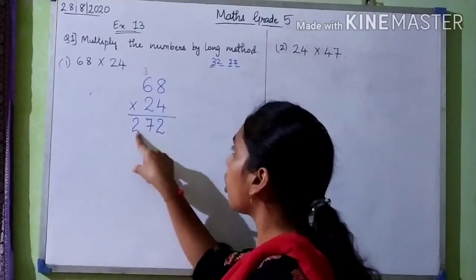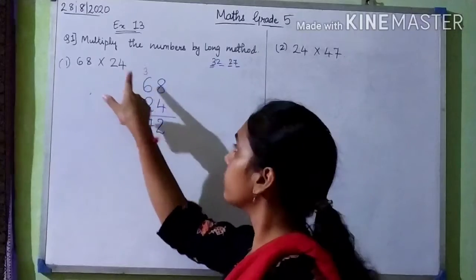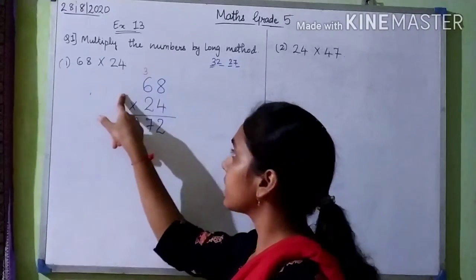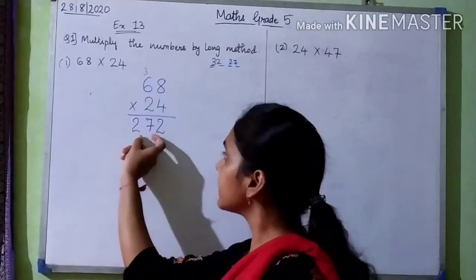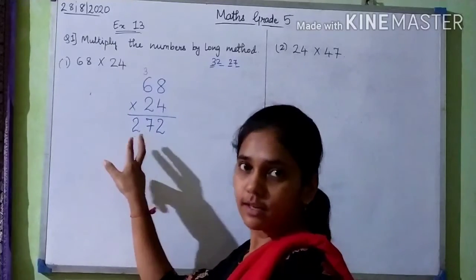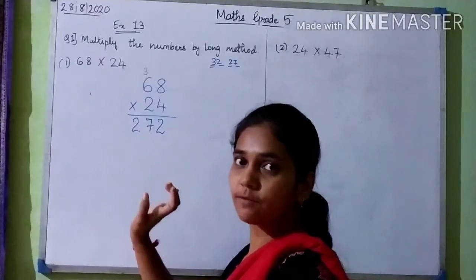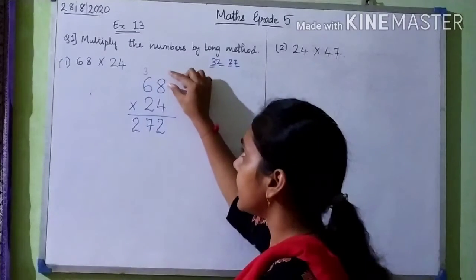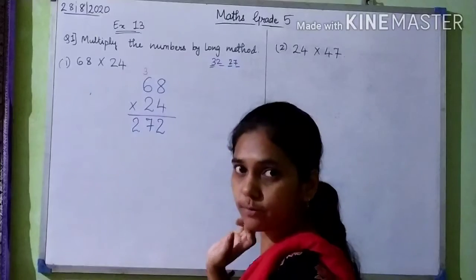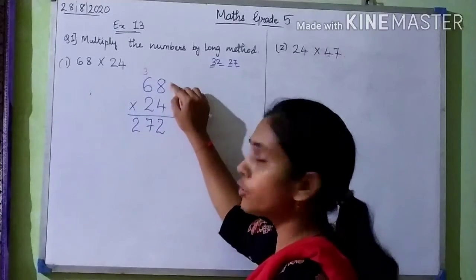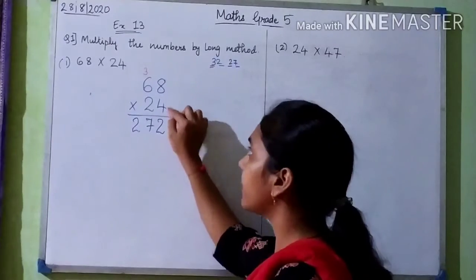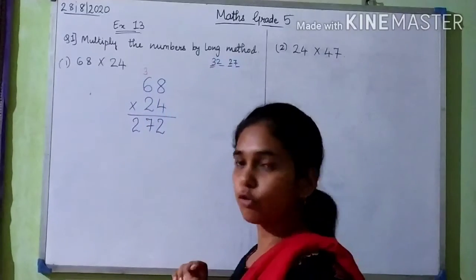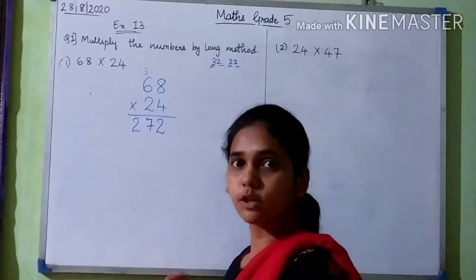But here we do not carry 2 upwards. Why? Because there is no number here. Before 6 there is no number. So 27 I write down only, whole 27 I will write down. Now when this is over, 68 is multiplied by 4. That means I have multiplied 4 by 8 and I have multiplied 4 by 6, so both the numbers are multiplied by 4. So the first step is over.